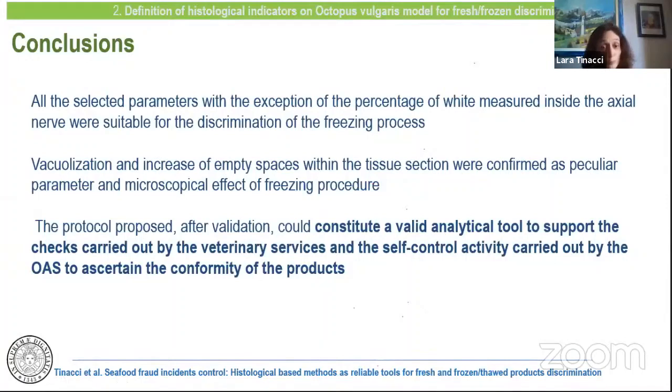And the protocol proposed after validation could surely constitute a valid analytical tool to support the checks carried out by the veterinary service, and on the other hand, the self-control activities carried out by the business operator that are ascertaining the conformity of the products.